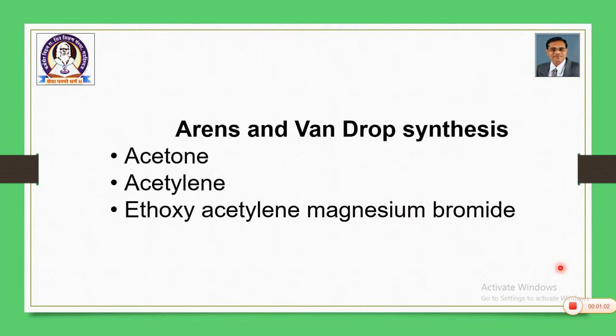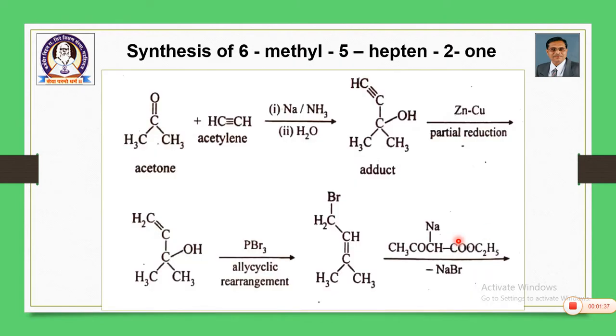The synthesis is a multi-step protocol. It begins with acetone, acetylene and ethoxyacetylene magnesium bromide, that is Grignard reagent. Of course, there are various methods suggested for the synthesis. We are dealing with this Van Drop synthesis. So, this synthesis uses acetone, acetylene, ethoxyacetylene magnesium bromide as the starting materials. So, let us see the reactions.